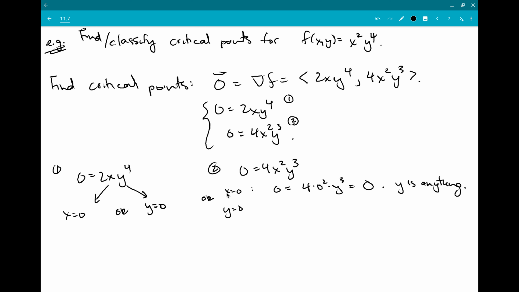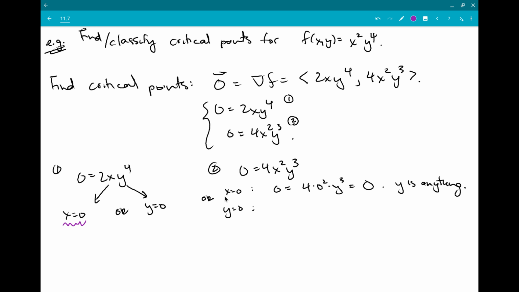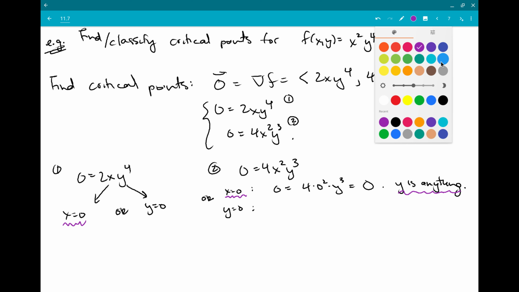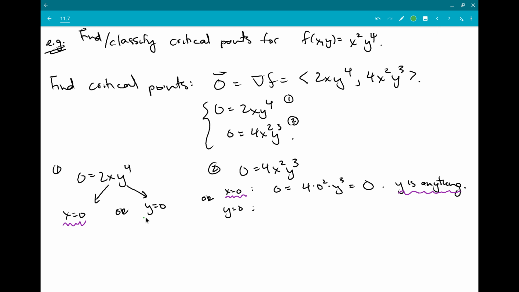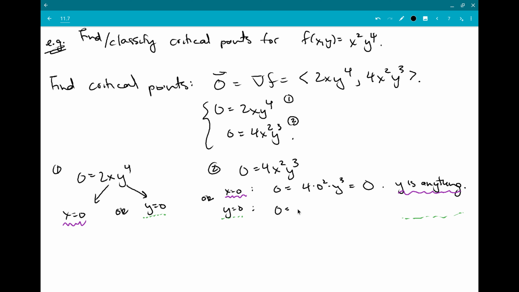Okay, and then there were my two choices, x equals 0 or y equals 0. So my first choice was that x is 0. My second choice is y is 0. So this is going to give me 0 equal to 4 times x squared times 0 cubed. But again, that's going to be 0 as long as y is 0. So then x can be anything.